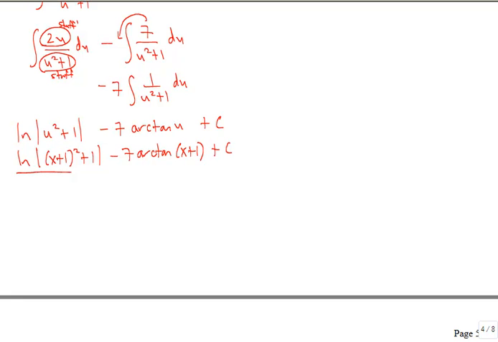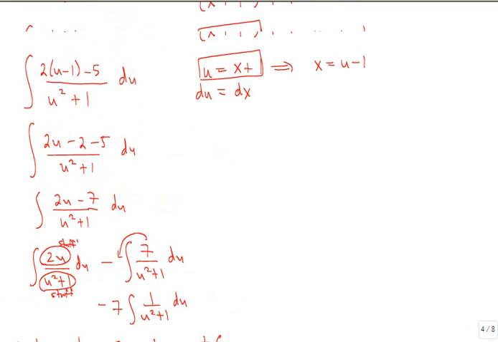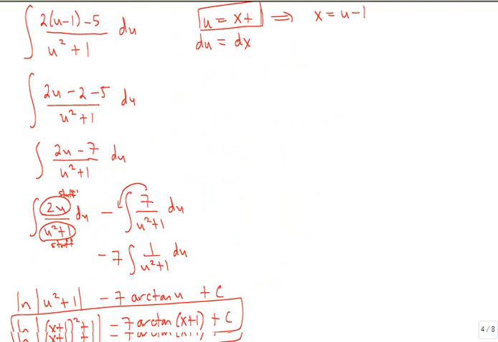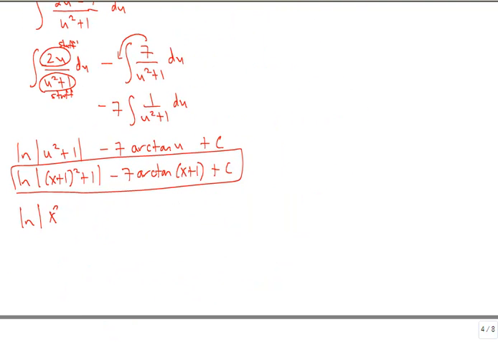Now you can stop here. That's the correct answer. If you wanted, you could expand this all out, and guess what you're going to get if you expand out x plus 1 squared plus 1? Well, that's exactly this. So if you undo all this work, you're going to get back x squared plus 2x plus 2. So you could also write this as x squared plus 2x plus 2 inside of that ln. That's just an option.